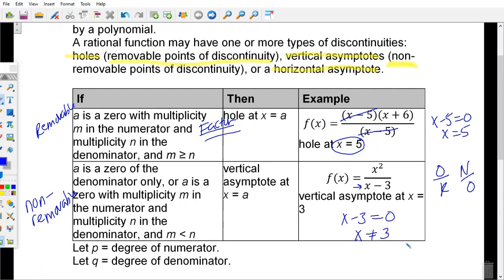So, asymptote? It's what it cannot be. That's where our imaginary boundary line would be. Okay. All right.